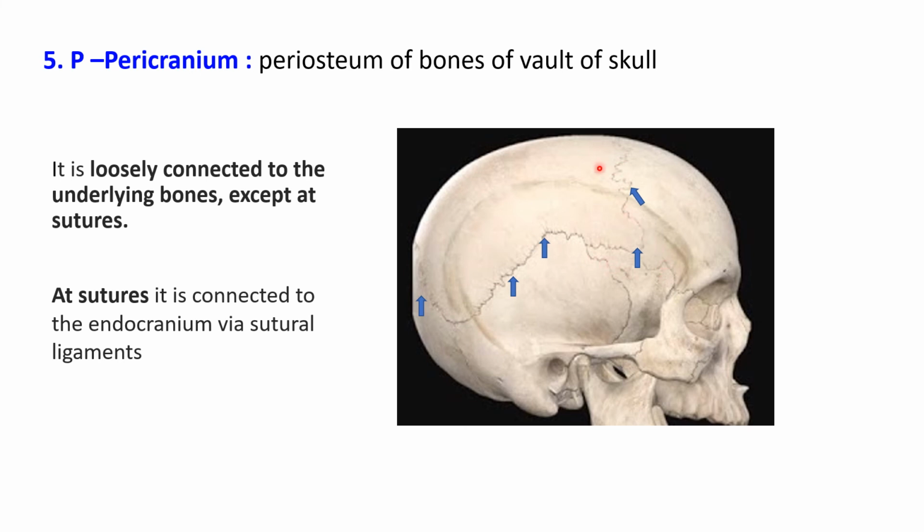So what happens is the periosteum, which we call pericranium, will be firmly attached along these sutures to the endocranium, right? How? Because through these sutures we have some fibrous tissue known as sutural ligaments. So outside we have pericranium, inside we have endocranium, and between them in the suture there is fibrous tissue known as sutural ligaments, right? So they are connected on the outside to the pericranium and on the inside to the endocranium. So here the pericranium will be firmly attached. This holds true for other bones also.